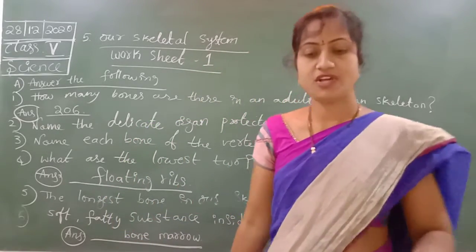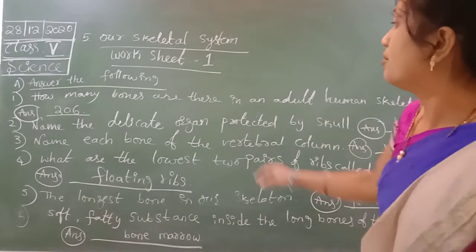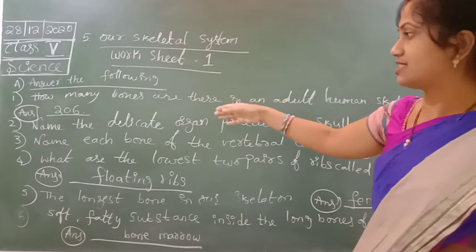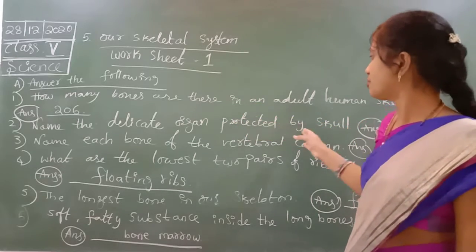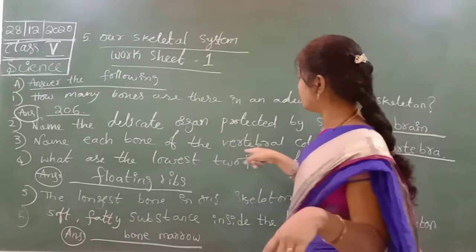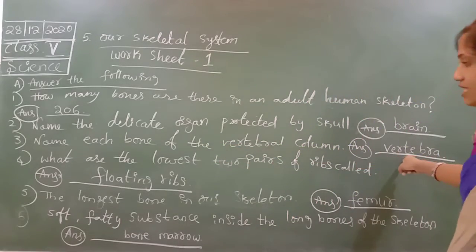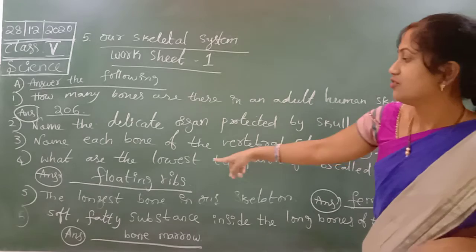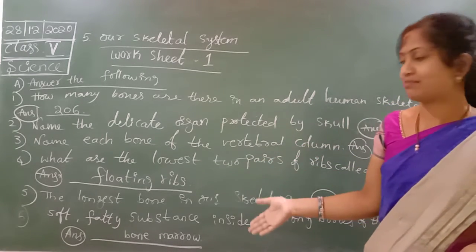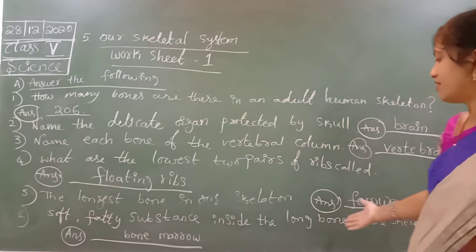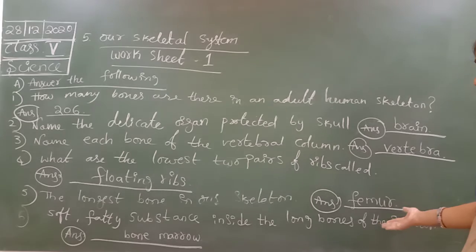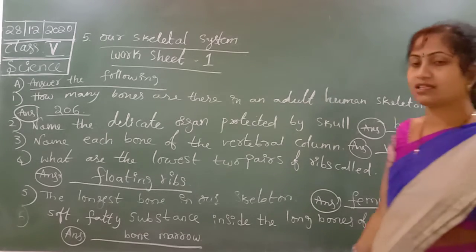So, once you have to observe the children, how many bones are there in adult human skeleton? 206. Name the delicate organ protected by skull. Brain. Okay. Name each bone of the vertebral column. Vertebra. Okay. Next. What are the lowest two pairs of ribs called? Floating ribs. The longest bone in our skeleton. Femur. Soft fatty substance inside the long bones of the skeleton. Bone marrow.